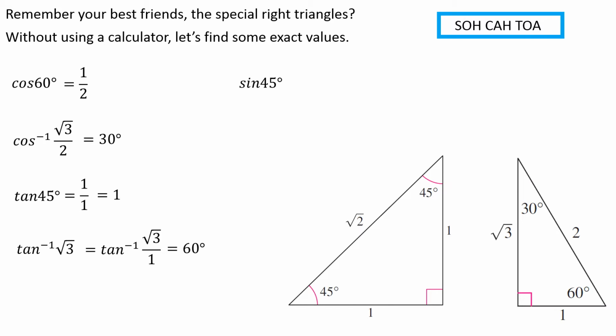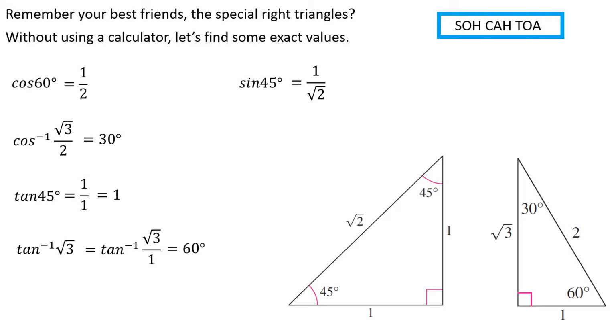Sine of 45 degrees, what's the exact value? Well, it doesn't matter which 45-degree angle I grab. Opposite is going to be 1. Hypotenuse is going to be root 2. Square root in the denominator? I don't think so. Remember some of your Algebra 1 skills? We don't leave square roots in the denominator.